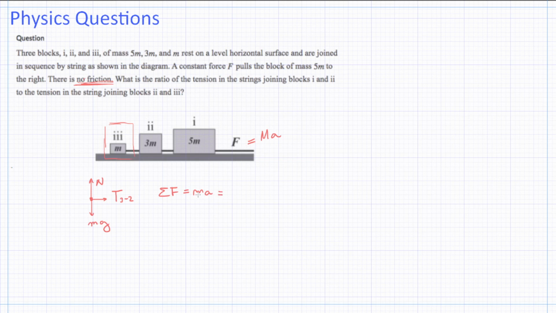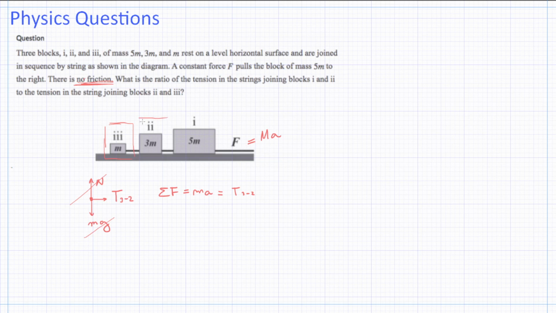But what is producing this acceleration? It's the tension, which is pulling it forward. So the sum of the forces is the tension. Those two will cancel out, so the only force that we'll have is this one, and it's only horizontal.